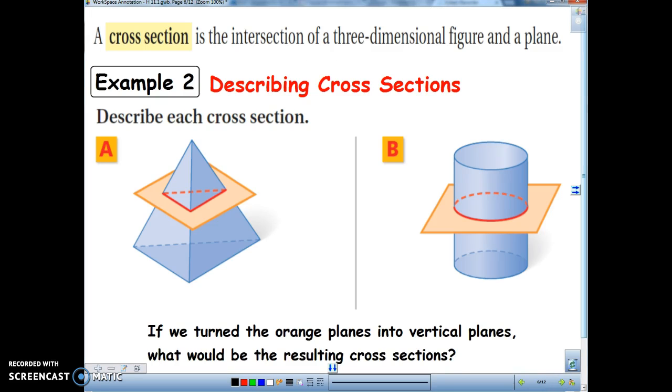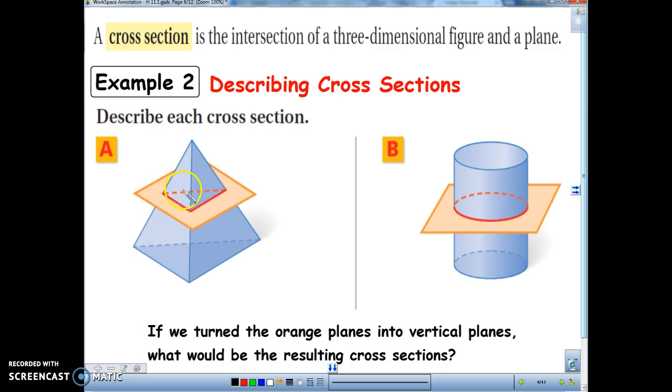Okay, the other thing that we're going to talk about today are cross sections. A cross section is any time you intersect a three-dimensional figure with a plane, and the cross section is described as the shape that is formed by their intersection. So the hidden lines will help you see exactly what's being intercepted by the plane.